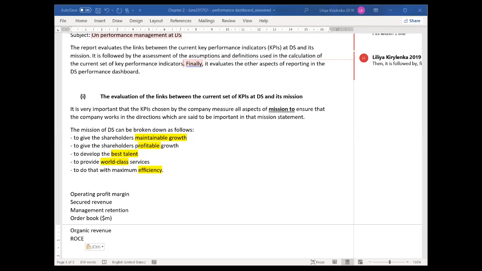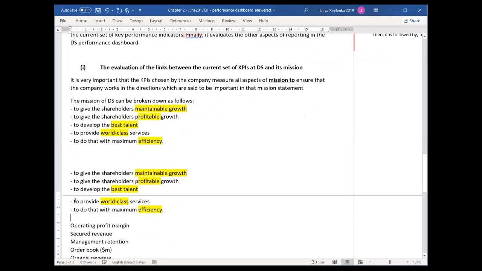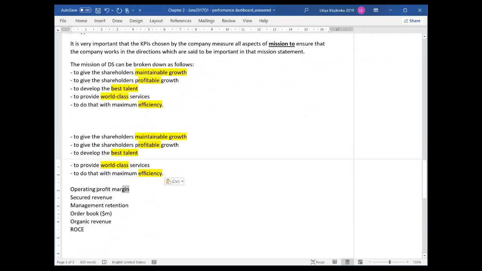When we're answering the question, we need to make sure that our answer is balanced. So it means that we cannot talk only about one part of the mission. So it's better to plan first and think which metrics can relate to what part of the mission. Well, okay, what is operating profit margin? Well, operating profit margin can talk about efficiency, because it shows us how well we can keep costs.